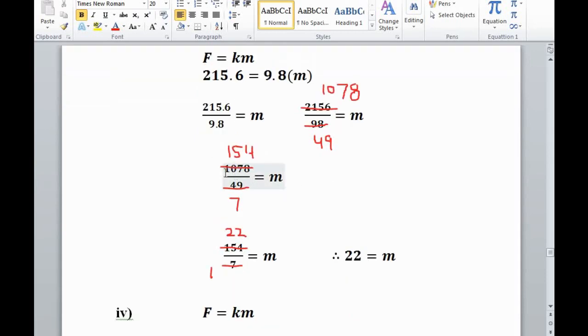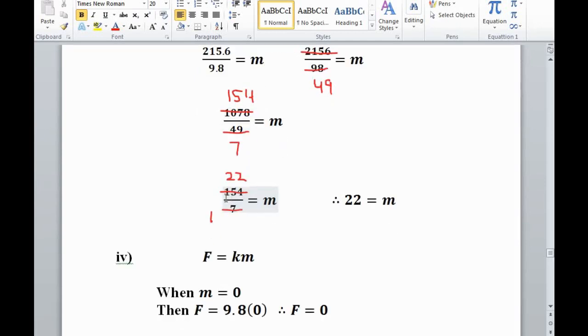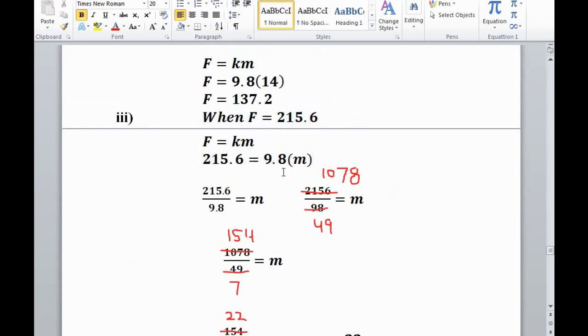Now this number 1078 over 49 is a multiple of 7, so let's divide these two numbers by 7, so we get 154 upon 7. Finally 154 and 7 again have the same common factor 7, so let's divide them by 7. So 7 times 1 is 7, and 7 times 22 equals 154. So the required mass is 22 kilogram, and the required amount of force to push this mass is 215.6 newtons.